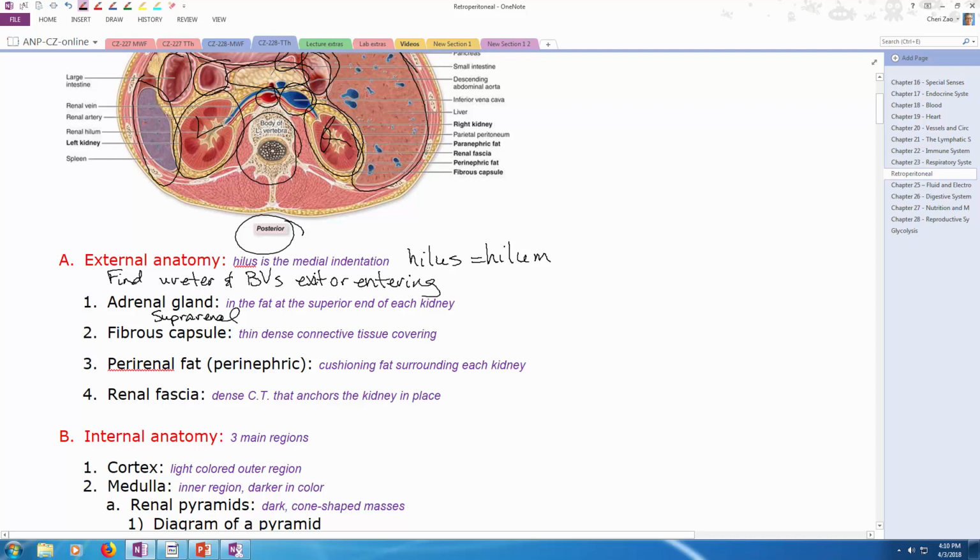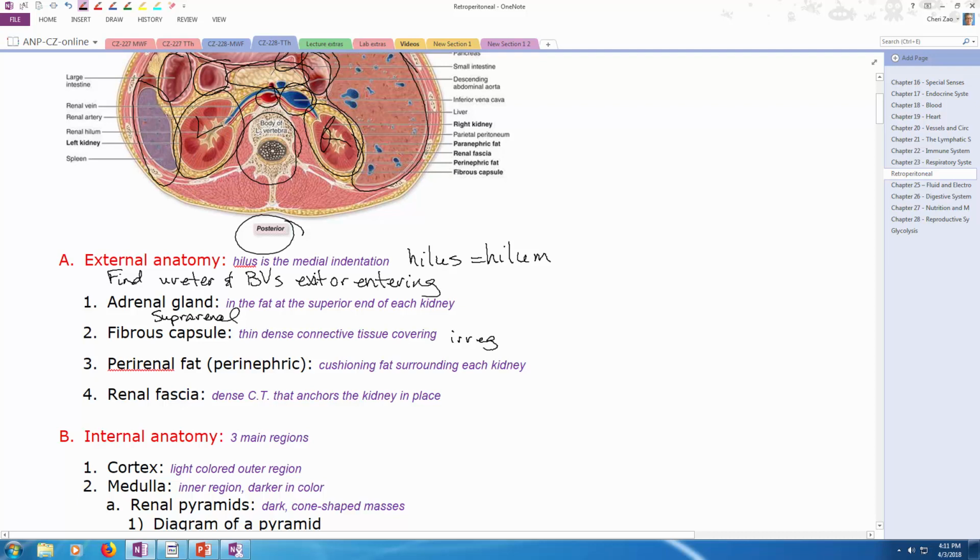The kidney itself has a fibrous capsule. It's thin, dense connective tissue. Is it regular or irregular in the arrangement of the fibers? Irregular, because we want to make sure that if there is for any reason some sort of expansion of the kidney, that the capsule is not going to split like a banana peel. So indeed, irregular would be the arrangement of our fibers.